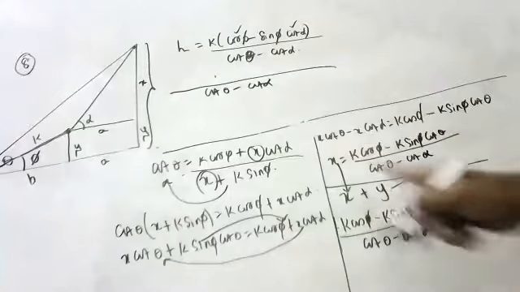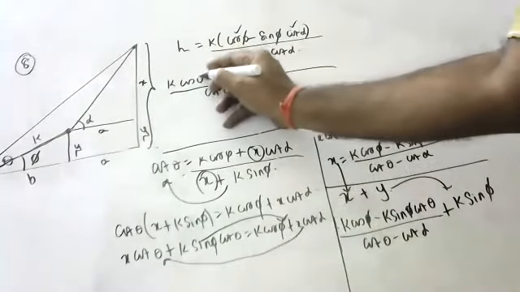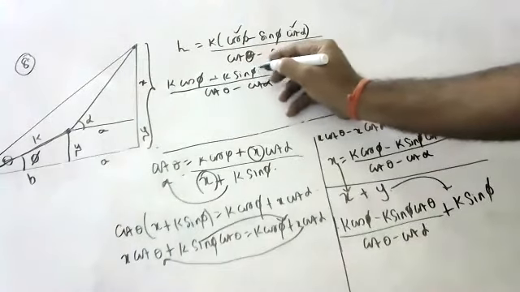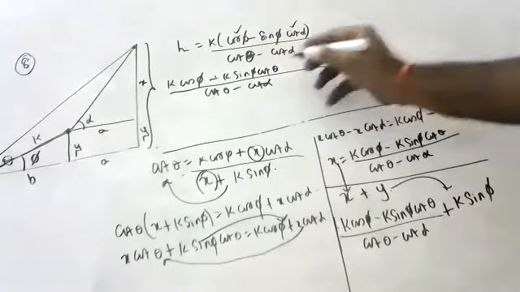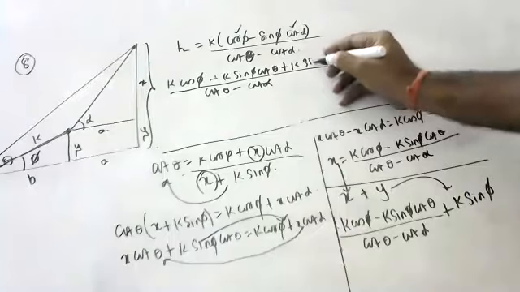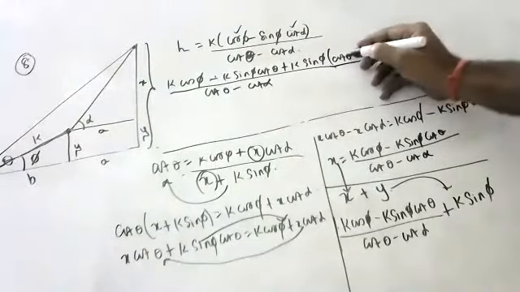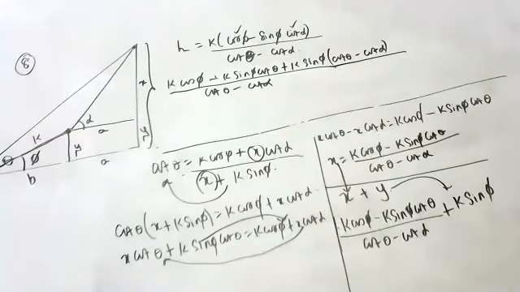This will come as it is. K cos phi minus K sin phi cot theta plus K sin phi into cot theta minus cot alpha. Open the brackets, you get the answer, children.